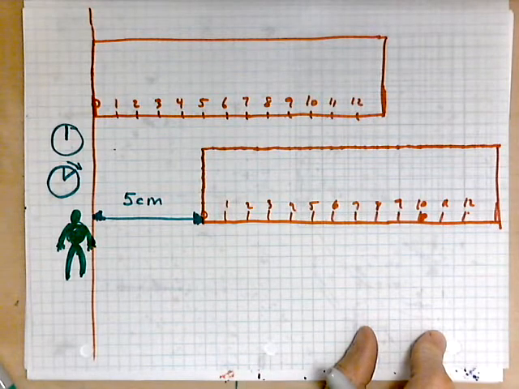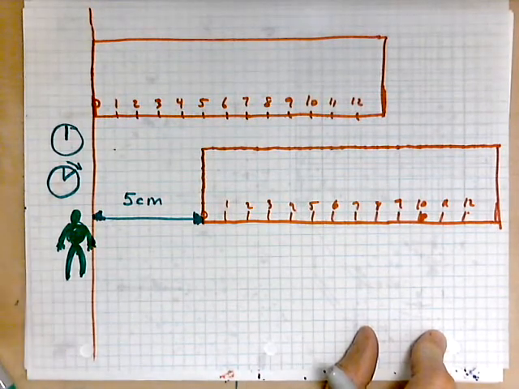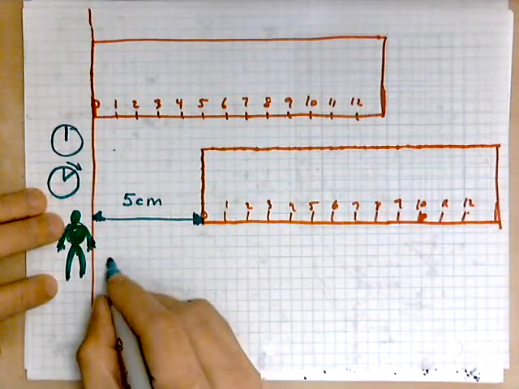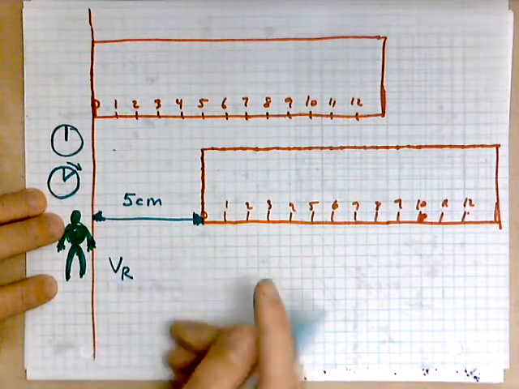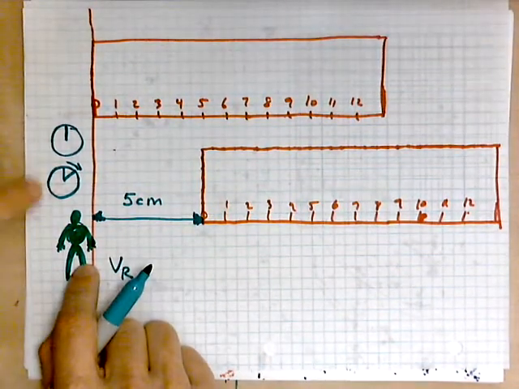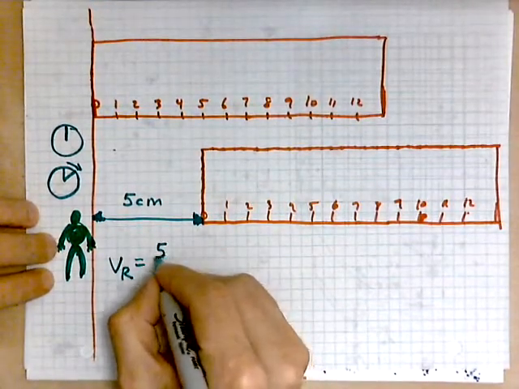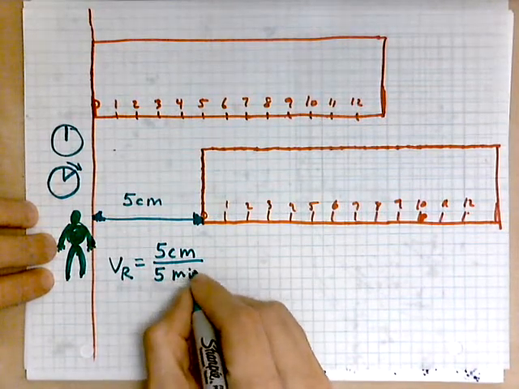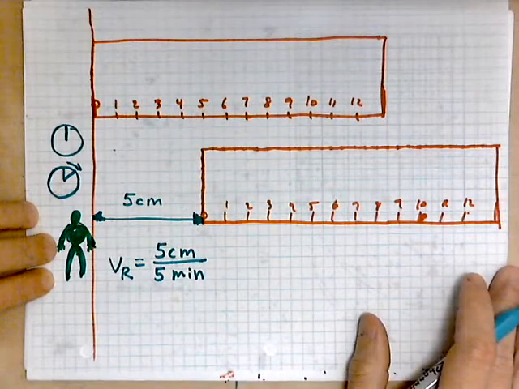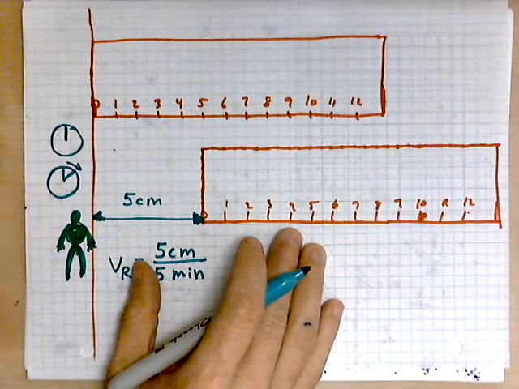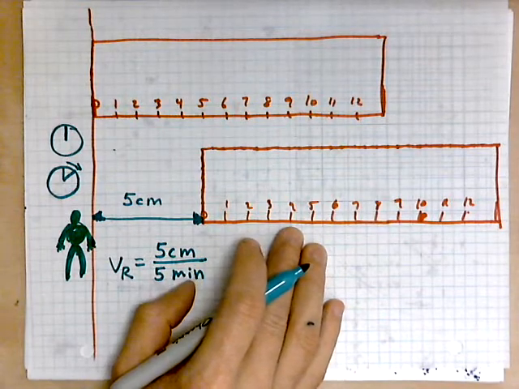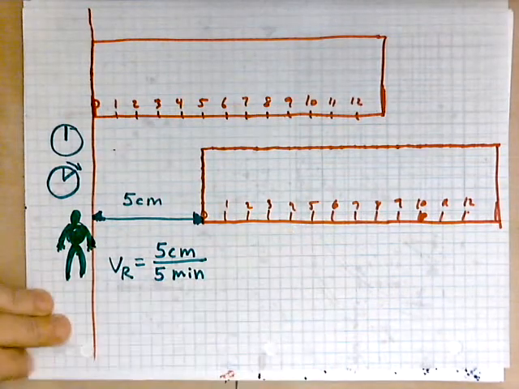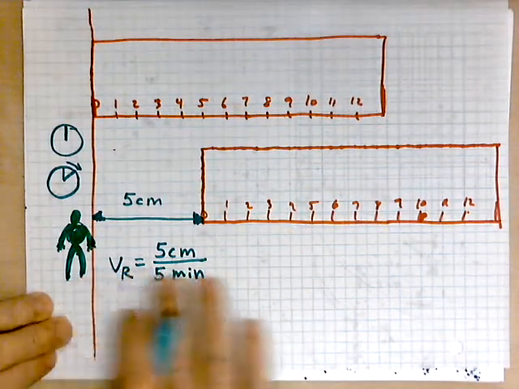Which means that the velocity of the ruler, what this guy sees as the velocity of the ruler, we will label as follows. V_R on the guy's clock, on his watch. That is the 5 centimeters divided by the 5 minutes. So the velocity of the ruler, as the guy over here sees it, is 5 centimeters in 5 minutes. And of course, this is positive, right? It's to the right.